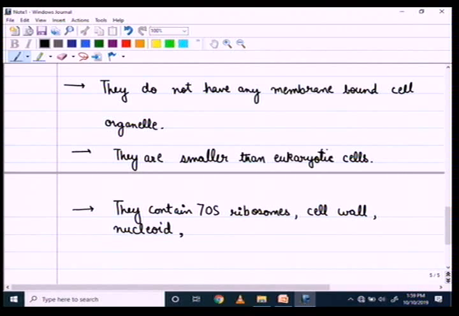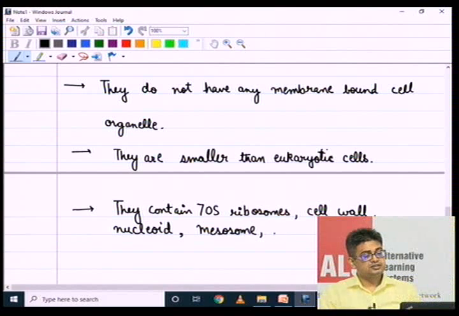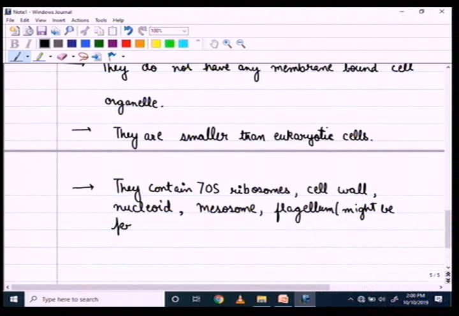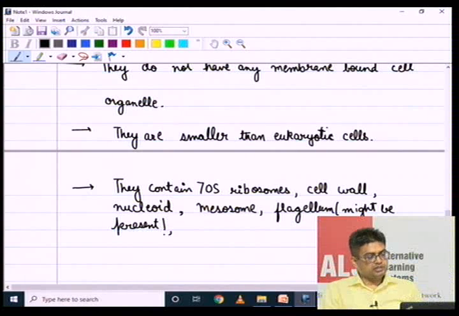Anything else you want to add here? What do they contain else? Mesosome, very important. Other than that, what do they have? Flagellum might be present, might not be present. It's quite common, so that is why I'm writing it.